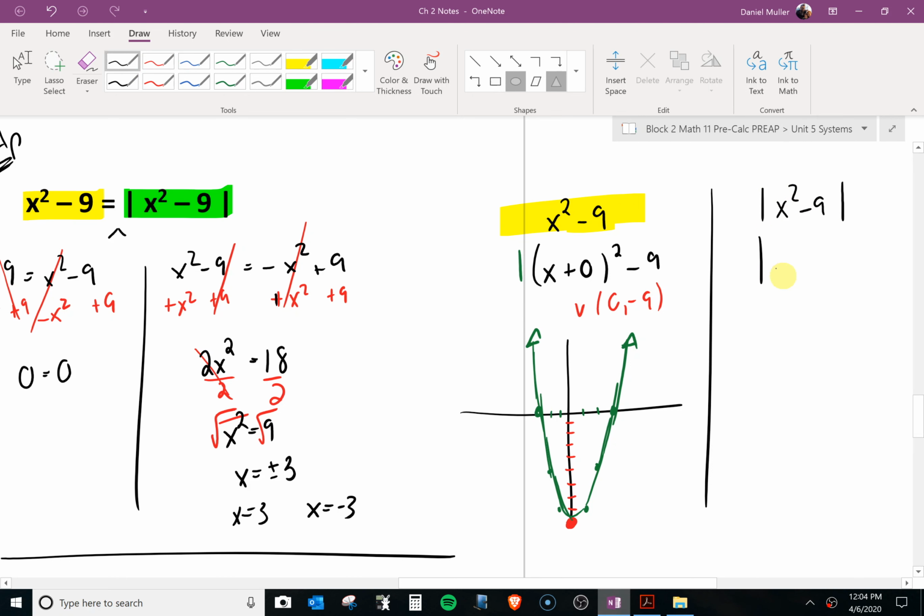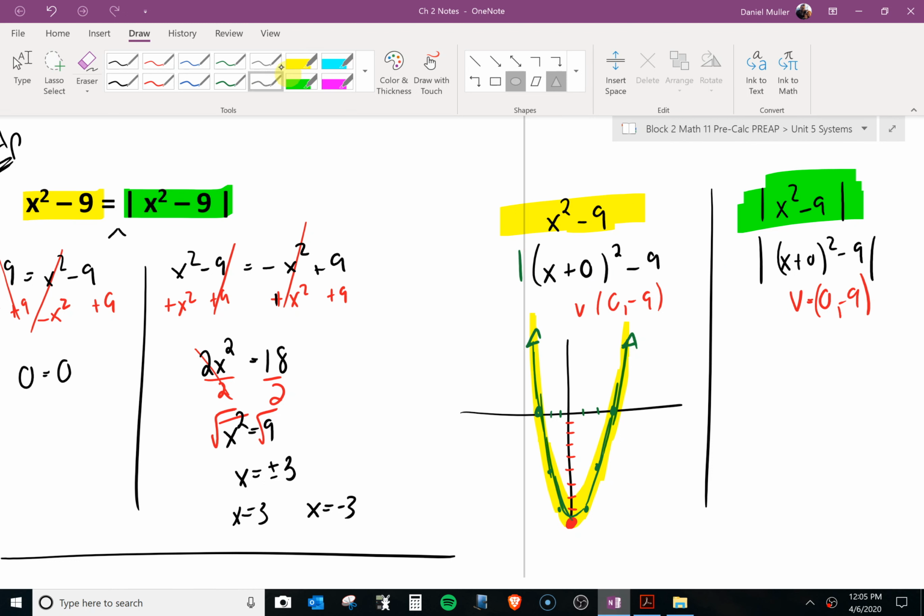So first I'm going to write it in vertex form, x plus 0 squared minus 9. By the way, I'm just going to highlight this in yellow because that was the very first drawing I did. And now we're looking at the green drawing, and this is in absolute values now. Now that we know that, you could look at the vertex. It's the exact same equation over here, so the vertex would be 0, comma, negative 9.